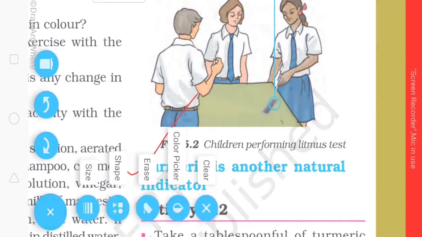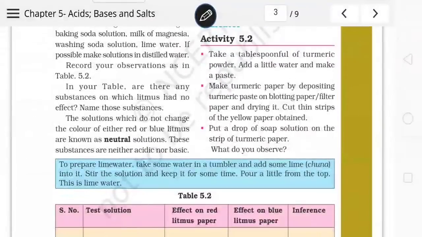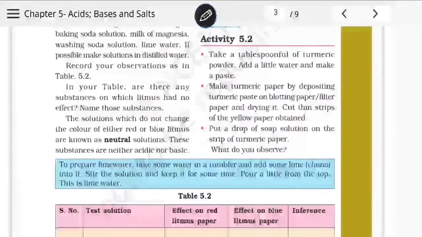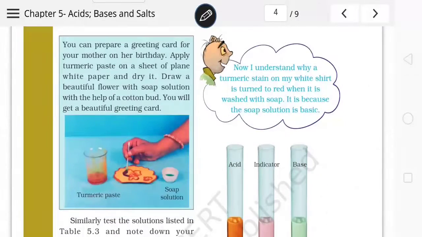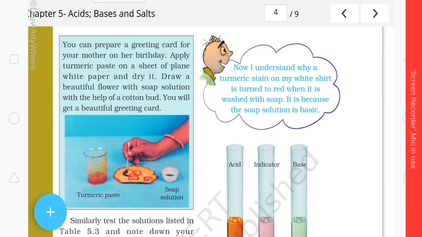Yes, now turmeric, how can we prove that turmeric is a natural indicator? Again, we are given one more activity. For this activity we need one turmeric paste, and we will take soap solution, soap water. Now we will draw. Suppose we are using a paper. Anything we can use, any surface.